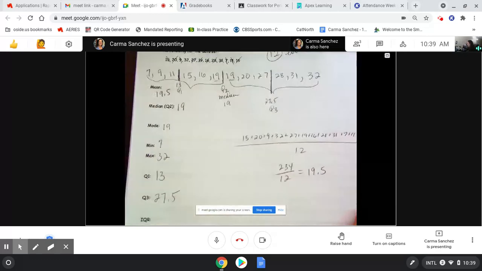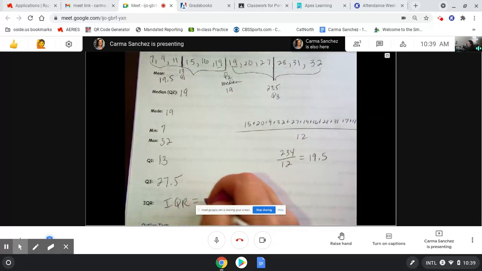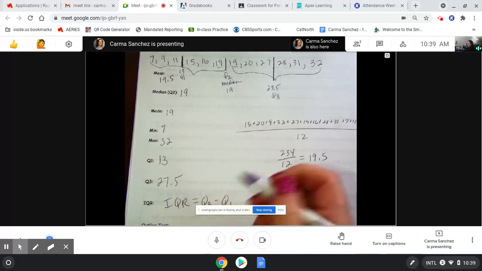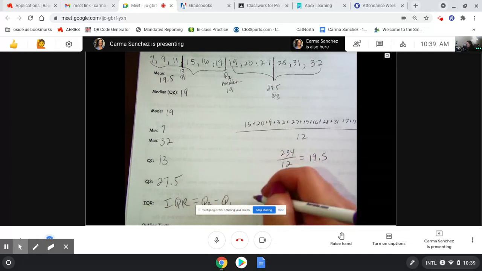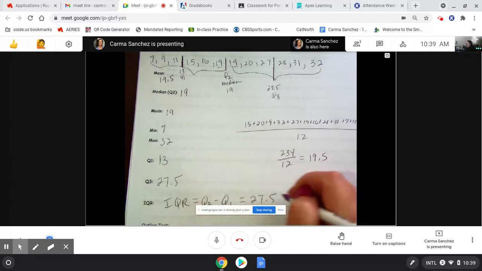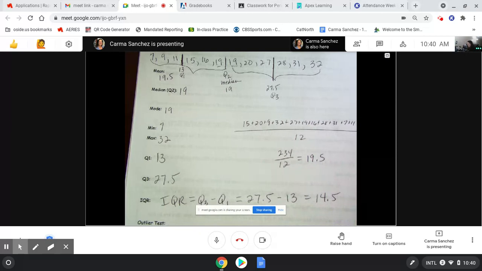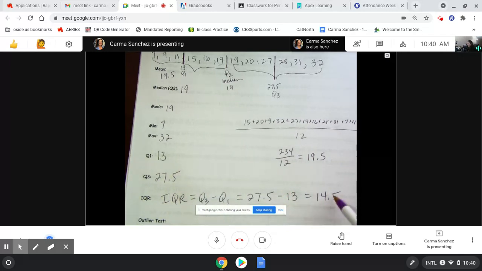Okay, now let's go down and do the IQR. The formula for IQR is equal to Q3 minus Q1. It's the interquartile range. So here I go. Q3 is 27.5 minus Q1, which is 13. So do it on a calculator to be safe. 27.5 minus 13 is 14.5. All right, that's my IQR. I need that in order to do this outlier test part.